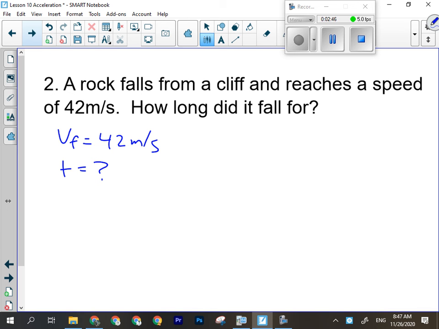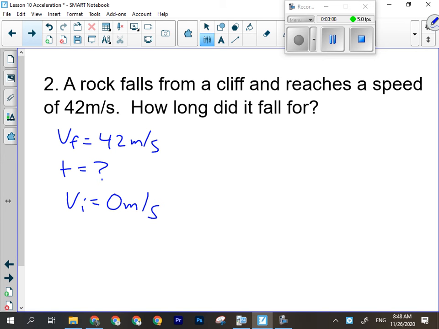Which are an initial velocity of 0. Anytime something falls or is dropped or whatever, it starts from a velocity of 0. Unless it's thrown, fired, or projected somehow, its initial velocity is 0. What else did they give me? They gave me the acceleration.